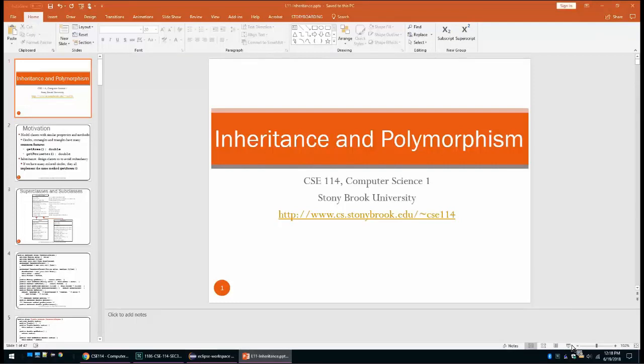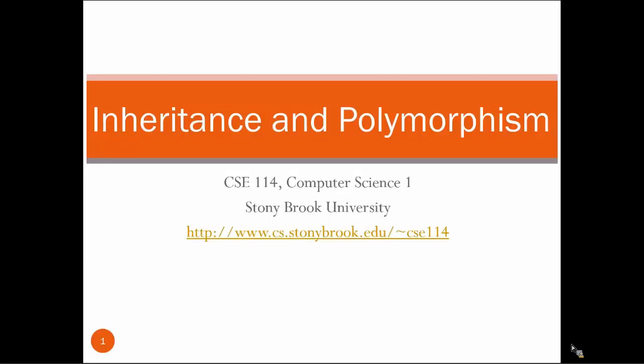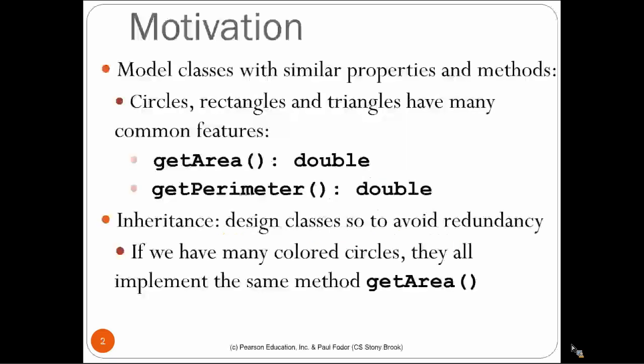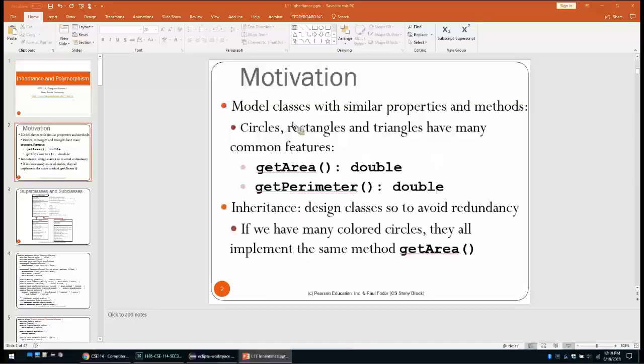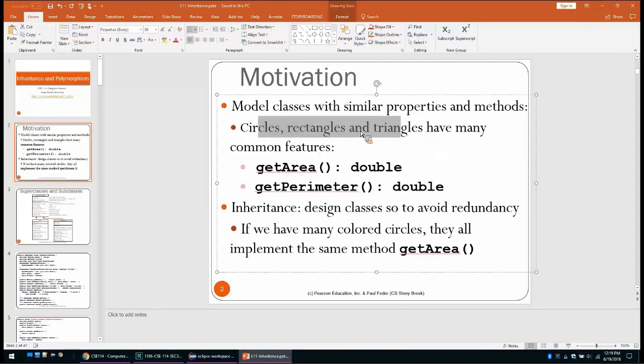So let's return to the lecture notes. We'll start again with a motivating problem. Our motivating problem in this case is that last time we defined a paint application with multiple geometric objects like circles, rectangles, triangles, and so on. And all of them have common features. For instance, all of them have a color, when it was created, if it's filled or not, and so on. So all of these types of geometric objects have common features like color. Let's actually add it here.